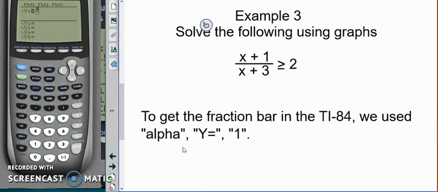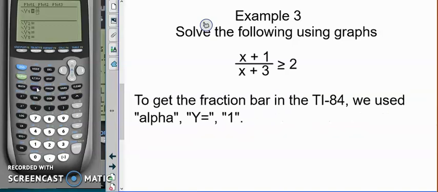All right, so after doing the fraction bar, we're going to put the equations in. So we do x plus 1 on top, x plus 3 on bottom, and then we put 2 for the second equation. If the fraction bar does not work, if your calculator is not up to date, you'll have to do parentheses x plus 1 close parentheses divided by the other parentheses x plus 3, and it will graph it out for you the same way that we just did for the fraction bar.